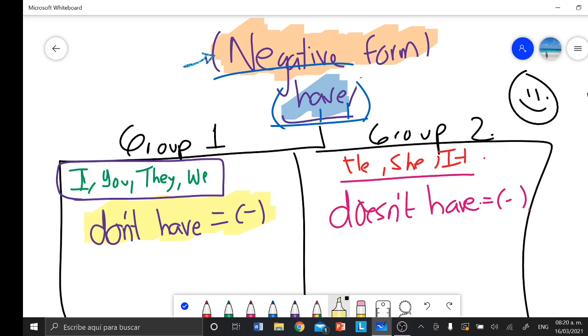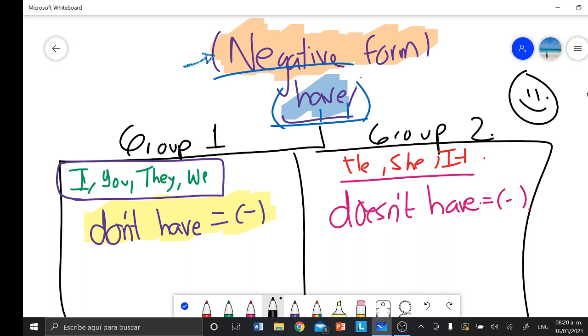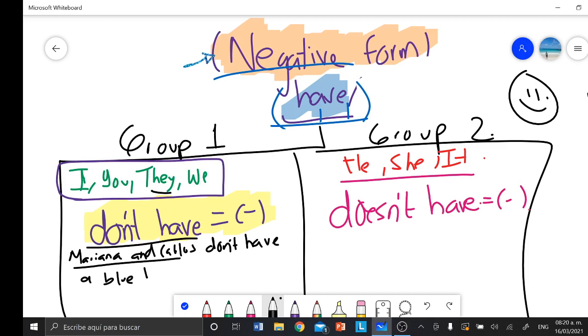Let me tell you an example so you guys can understand. Les doy un ejemplo para que puedan entender. El primer ejemplo que les dije es Mariana and Carlos have a blue house in front of the house. If we want to say the same, si queremos decir lo mismo en negative form, we say Mariana and Carlos, or they, no tienen, tendría que ser don't have, porque este sujeto aquí son they. Don't have a blue house beside the hospital.